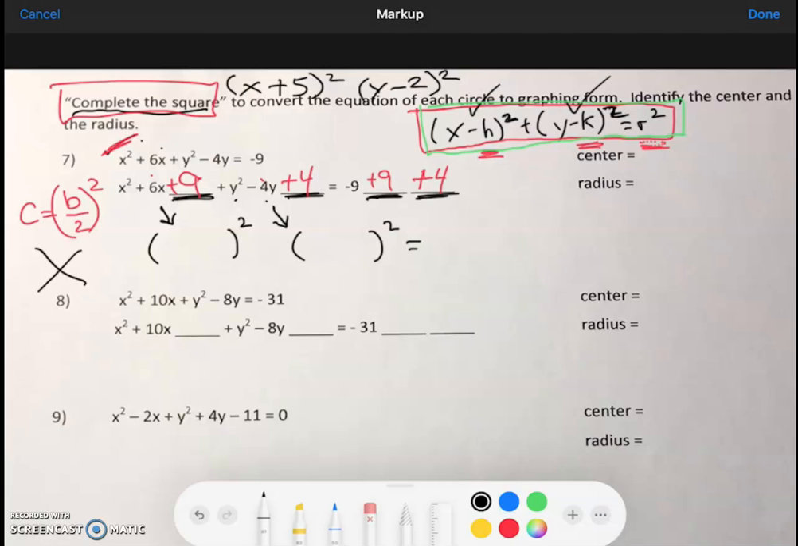What two numbers multiply to 9, add up to 6? It's the same number. It is 3 and 3. So when we break this up, it's going to be x plus 3 and x plus 3, or you can just say x plus 3 squared.